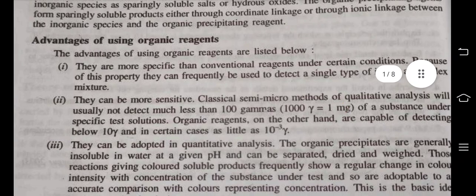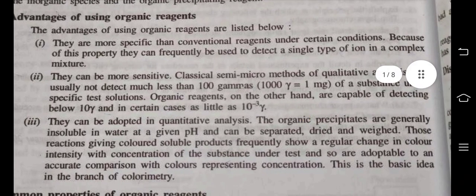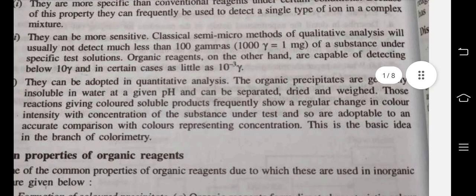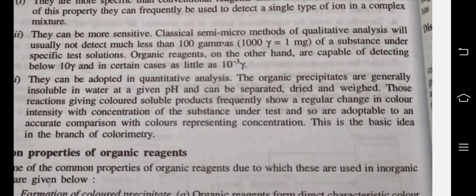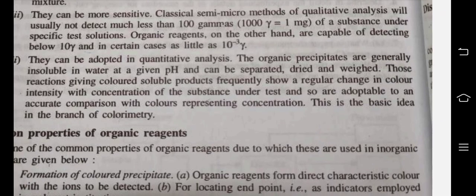Advantages of using organic reagents. The advantages of using organic reagents are listed below. First advantage is they are more specific than conventional reagents under certain conditions. Because of this property, they can frequently be used to detect a single type of ion in a complex mixture. Second advantage is they can be more sensitive. Classical semi-micro methods of qualitative analysis will usually not detect much less than 100 gammas of a substance under specific test solutions. Organic reagents, on the other hand, are capable of detecting below 10 gamma in certain cases as well as 10 raised to power minus 3 gamma.